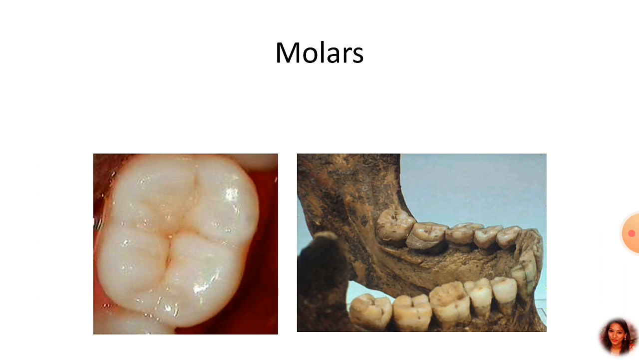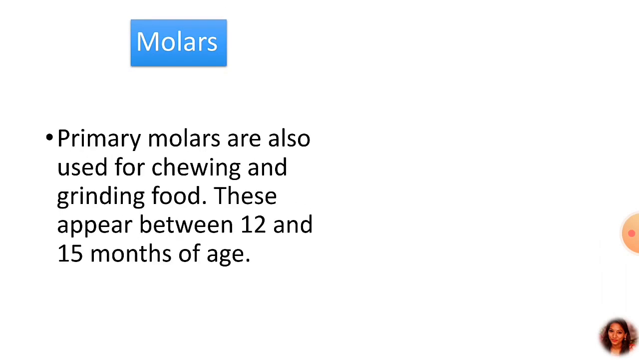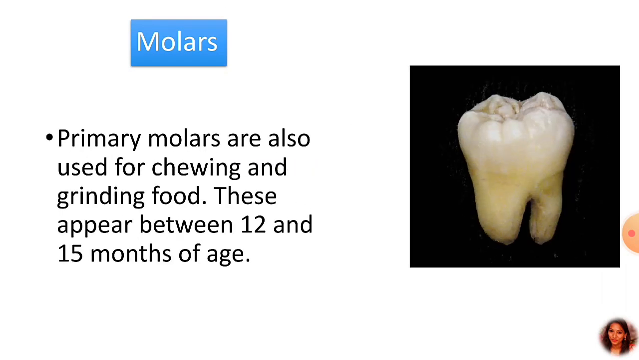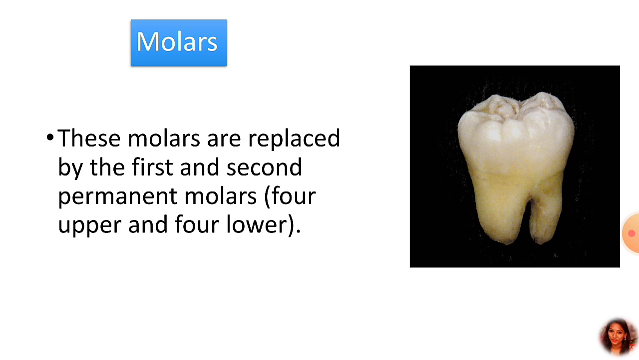Now the last, that is the molar teeth. These teeth are used for chewing and grinding the hard food. So the major work of food grinding is done by these molars. The primary molars are also used for chewing and grinding the food, and these appear between the ages of 12 and 15 months. These molars are replaced by the first and second permanent molars, which come afterwards.